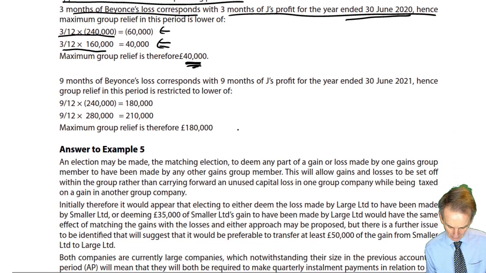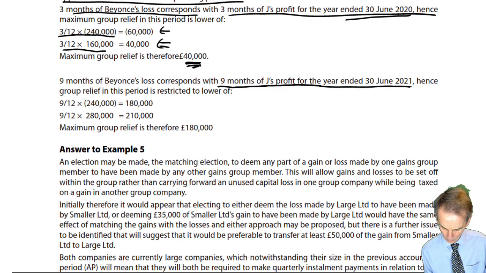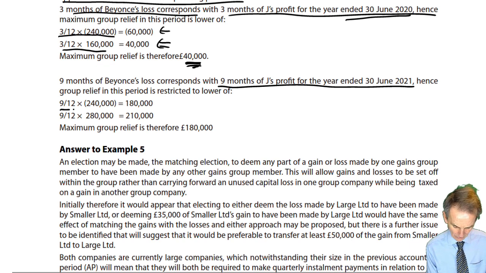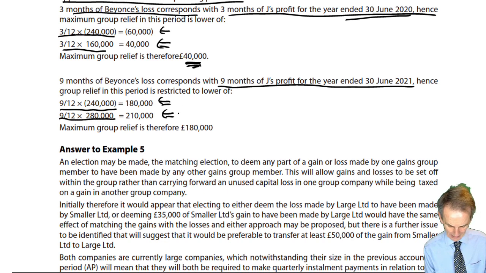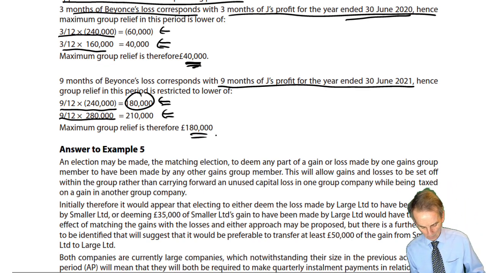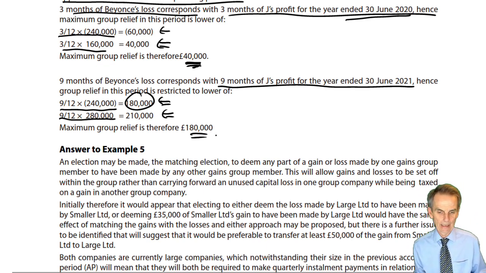That left 9 months of Beyonce's loss, corresponding with 9 months of J's profit for what would have been the year ended June 21. So 9/12 of the loss, £180,000. The profit was bigger at 280. 9/12 of that was 210. So again, the smaller of the two. There is your maximum group relief available.